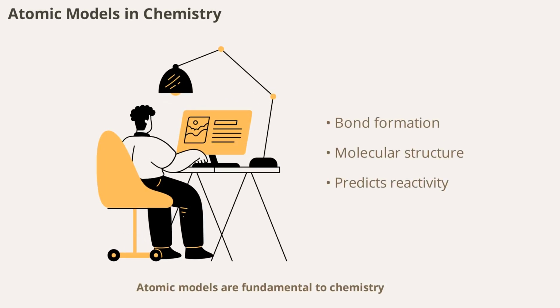Atomic models are fundamental to chemistry, explaining how atoms bond to form molecules and compounds. The arrangement of electrons in orbitals determines the types of bonds an atom can form and its reactivity. Modern chemistry relies on quantum models to predict the behavior of elements and design new materials with specific properties.